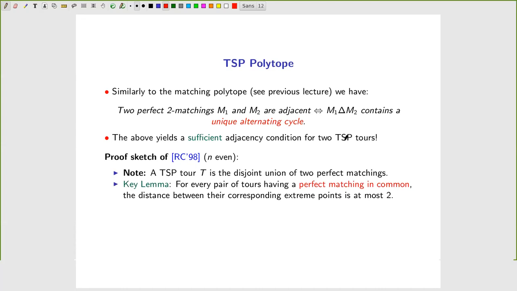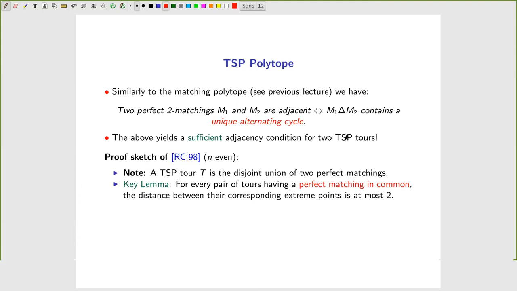The key lemma that they show is that if you have two tours that have one perfect matching in common, then the distance between their corresponding extreme points is at most two. The reason is that if you have two tours and they have a perfect matching in common, when you take the symmetric difference, you are left with a bunch of even cycles. Because for every TSP tour, if you remove one matching, you're back with one matching. So if you remove the matching in common, the two tours reduce to two perfect matchings. So when you take the symmetric difference, you're going to have a bunch of even cycles.